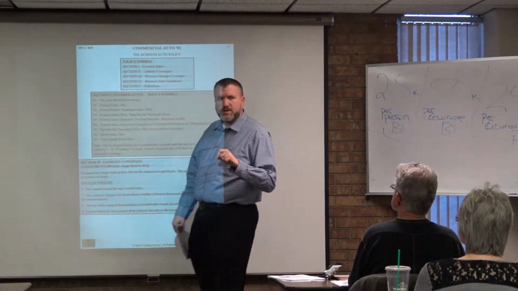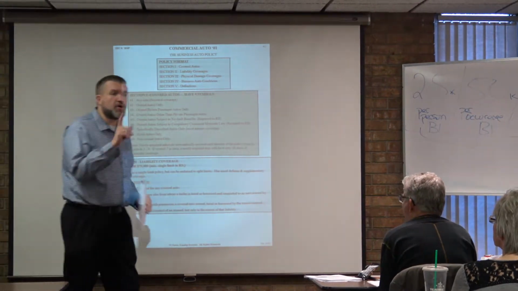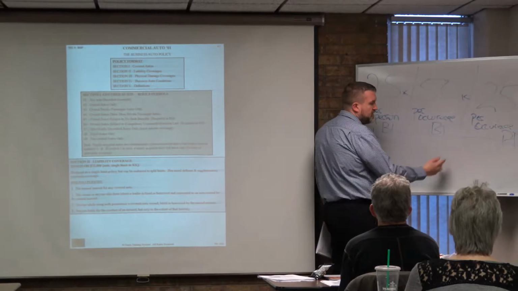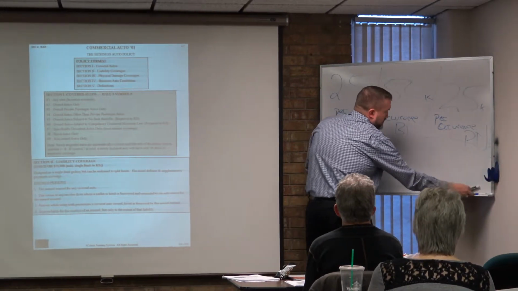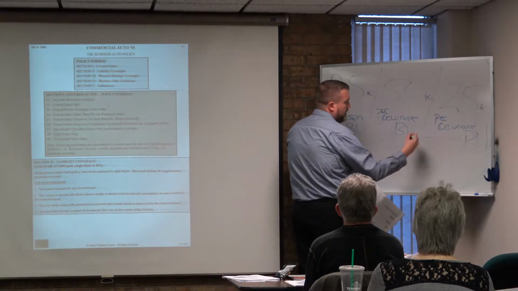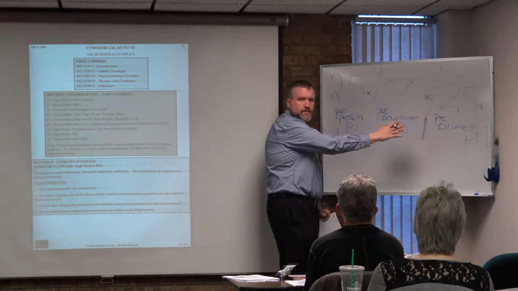Only now, there's one major difference between commercial auto and personal auto. Personal auto were designed as split limits. Right? Split limits was defined by this little line right here. You couldn't use bodily injury for property damage and vice versa, right? You couldn't bridge this gap.